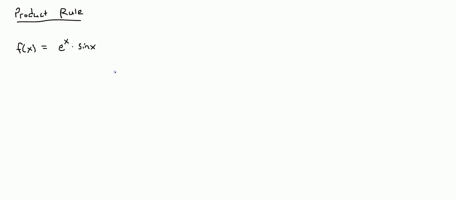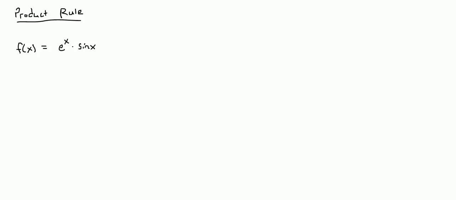In this video, we're going to learn the product rule. So what if we have a function that has two parts, two different functions, and they're multiplied together? How would we take the derivative of that?